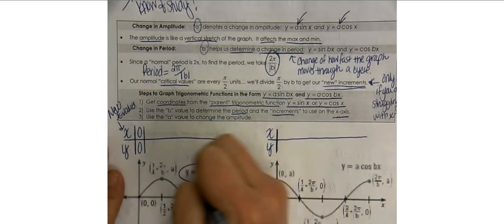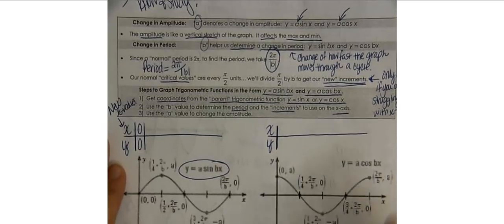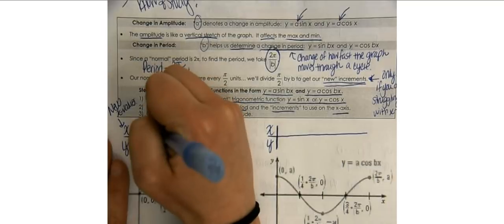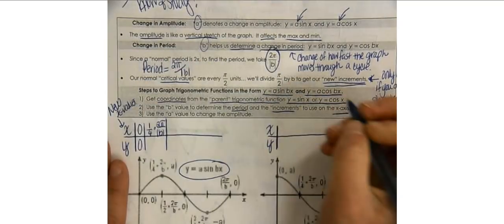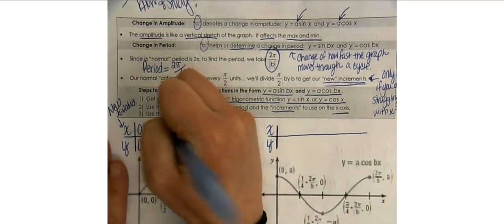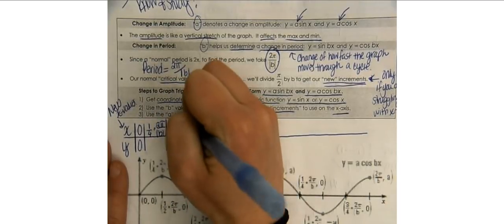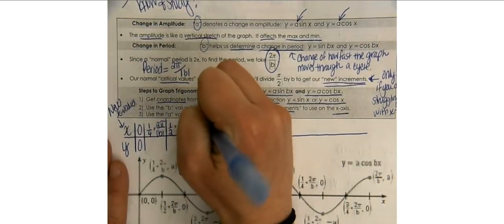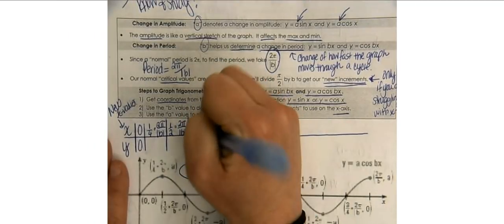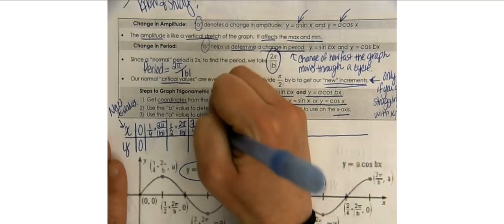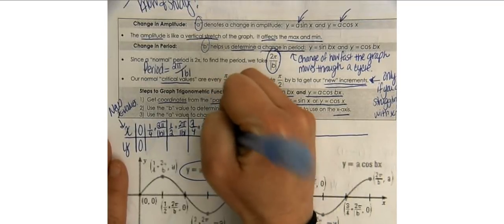So this is y equals a times the sine of bx. Then remember 1/4, 1/2, 3/4, 1. We're going to multiply 1/4 times your period, and your period formula is 2 pi divided by the absolute value of b. Then we have 1/2 times 2 pi divided by the absolute value of b. Then 3/4 times 2 pi divided by the absolute value of b. And then 1 times 2 pi divided by the absolute value of b.